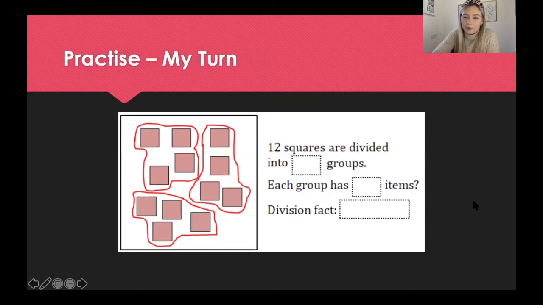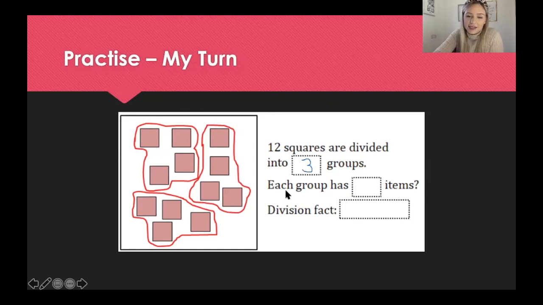I'm going to have a quick practice at this activity. So I can see that there's some items and they've already been split into these groups. I can see the circles around them, and I'm going to have a go at filling in these sentences. It says 12 squares are divided into blank groups. So I need to say how many groups there are. And I can see that they've been circled. So I've got 1 group here, 2 groups, 3 groups. So I can draw and show that this has been separated into 3 groups.